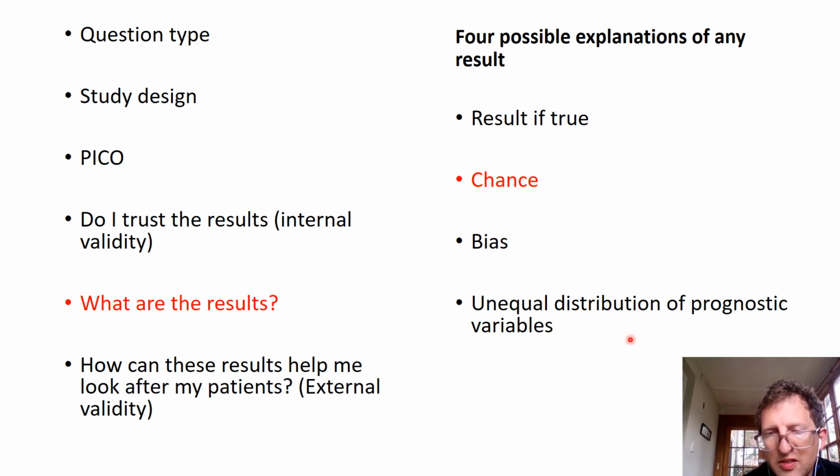And the take-home message is that if you've identified an unequal distribution of prognostic variables, don't go to a raw result, go to the one that's adjusted. And that's pretty much all we said about that at this stage.